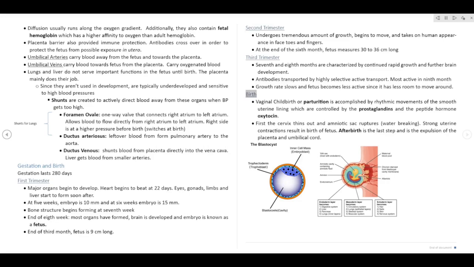Birth. Vaginal childbirth, or parturition, is accomplished by rhythmic movements of the smooth uterine lining, which are controlled by prostaglandins and the peptide hormone oxytocin. First, the cervix thins out and the amniotic sac ruptures, the water breaking. Strong uterine contractions result in birth of the fetus. Afterbirth is the last step and is the expulsion of the placenta and umbilical cord.